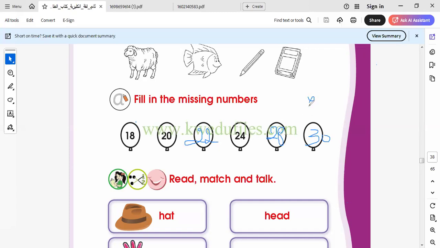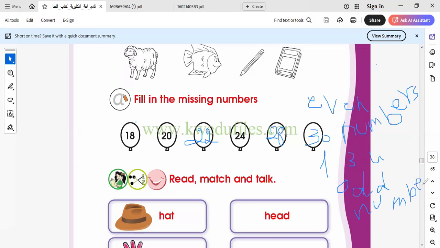These are called even numbers, as we know, not odd. We have odd numbers like what? Like 1, 3, and so on. These are called odd numbers, and these are called even numbers. So when we count by twos, it will be even numbers. This is the difference between even and odd numbers. Let's go to another item in this part.